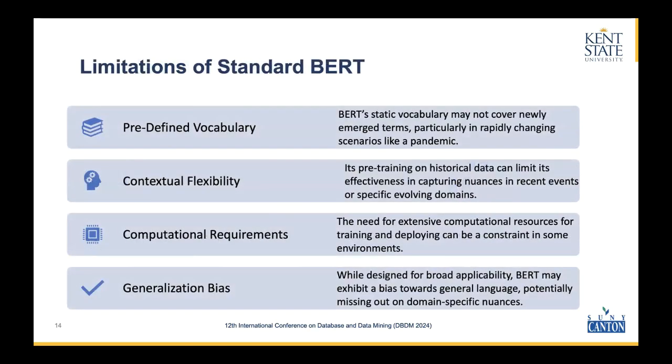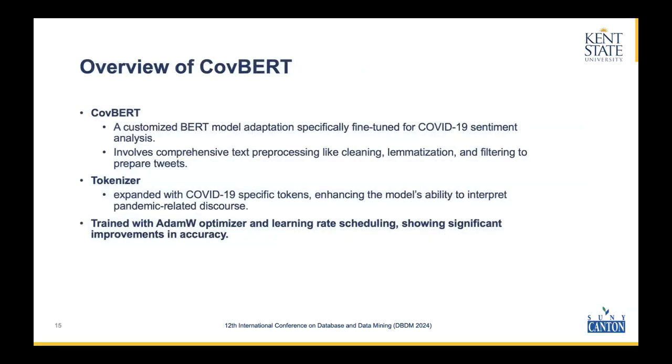But the standard BERT model has some limitations that we worked on to improve it and use it for COVID-19. So the main limitation of the standard BERT model that we focused on was its limited contextual flexibility. BERT's pre-training on a historical corpus does not effectively capture the nuances and evolving terminology of recent events or specialized domains, such as those witnessed during the COVID-19 pandemic. And this is what we worked on in this paper. So to give you a brief overview of the CovBERT model, this section presents an overview of the CovBERT model, our custom adaptation of the pre-trained BERT model, fine-tuned for analyzing COVID-19 related tweets.